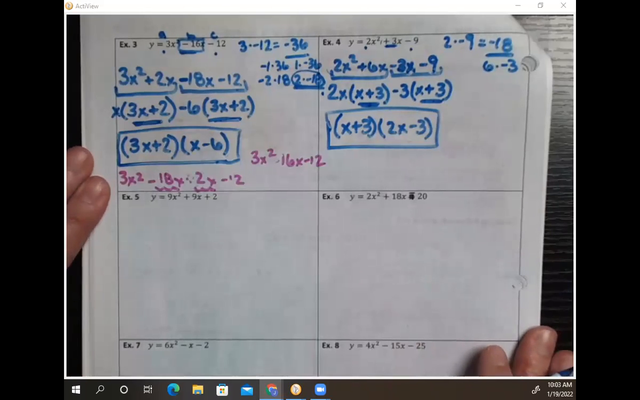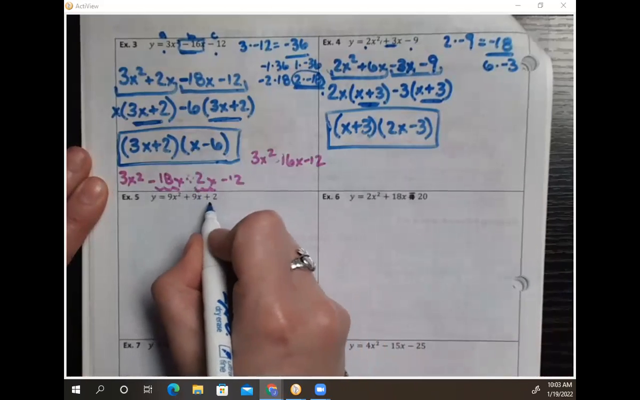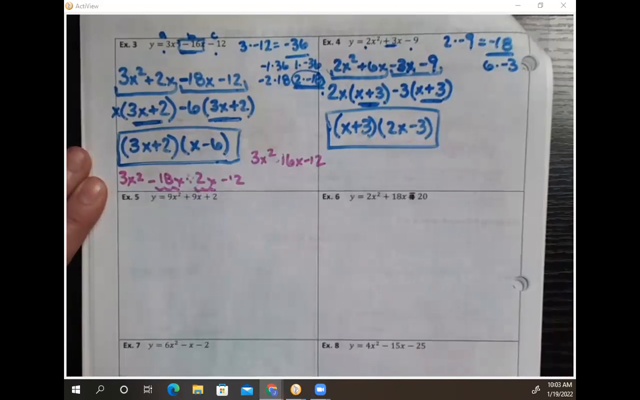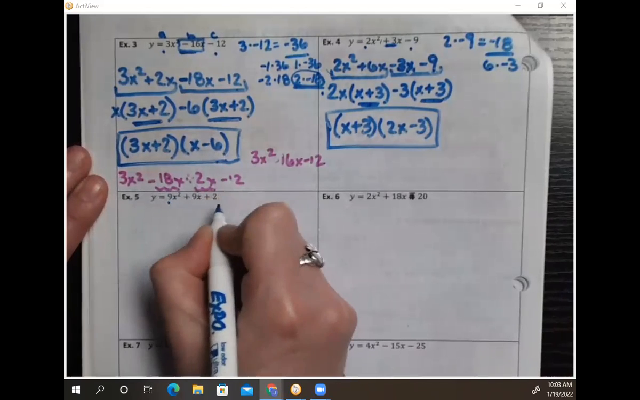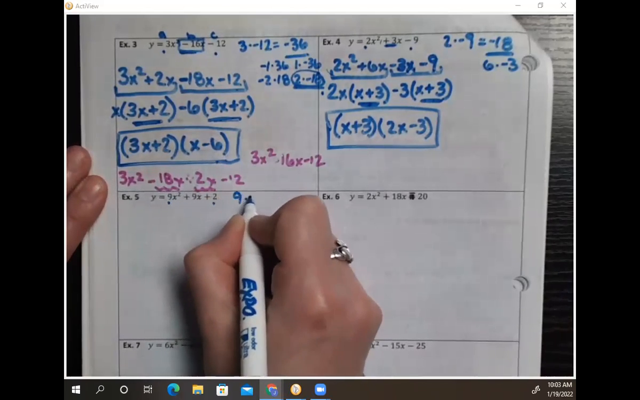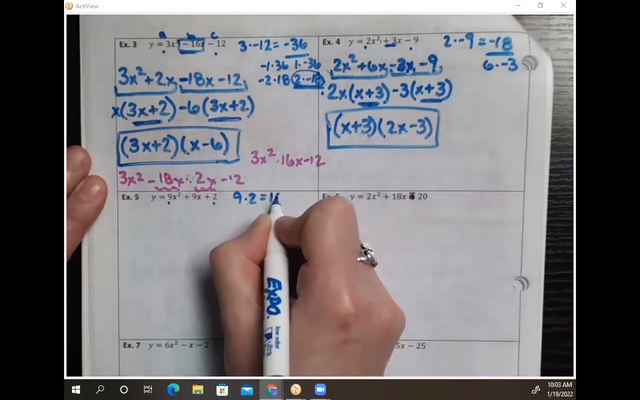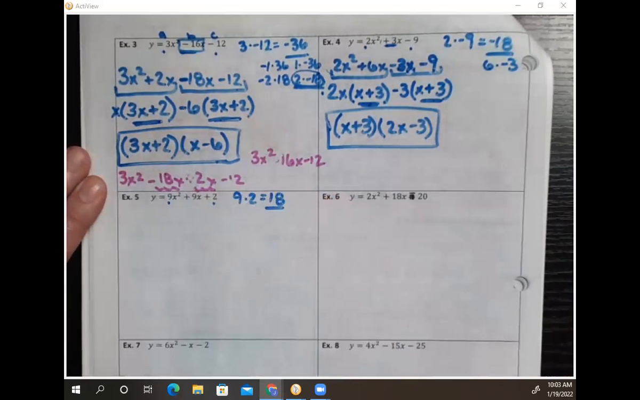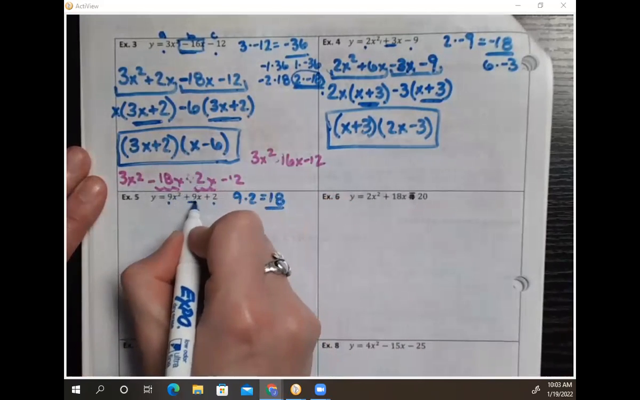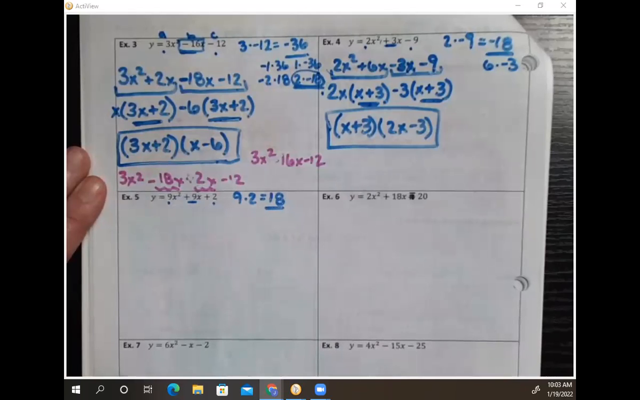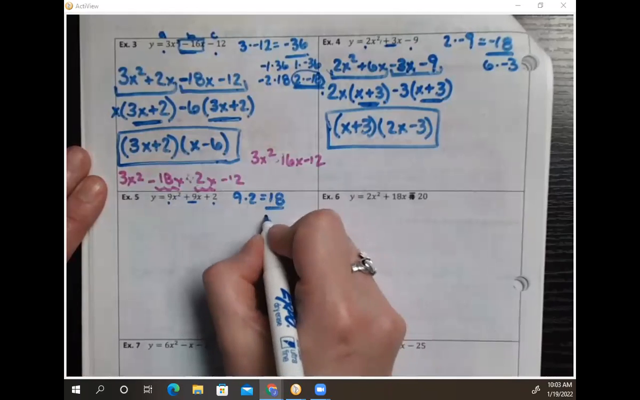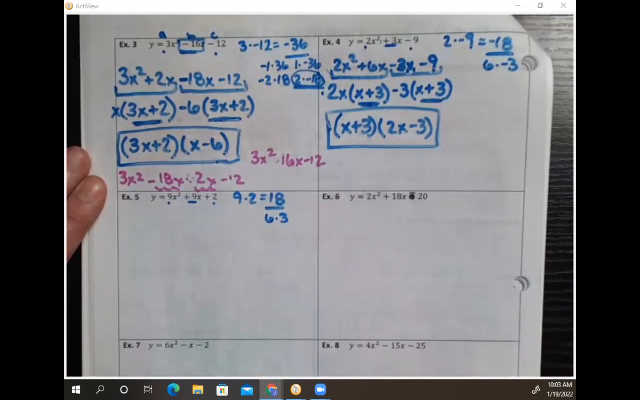Let's take a look at our next example here, example 5. Do I have a GCF for the whole term? Is there anything I can divide all of those numbers by? No. So I'm going to use AC method. So A times C would be 9 times 2. That gives me 18. I want factors of 18 that add to 9. Positive 6 and positive 3.